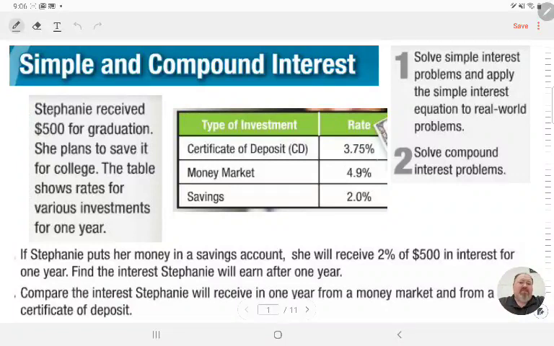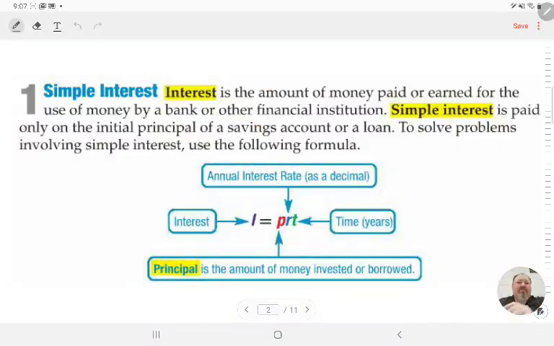So if Stephanie puts her money in a savings account, she would earn 2% at $500 in interest for 1 year. So that's what we're going to be able to do. So we're going to look at that as far as simple interest and compound interest. And once you figure that out, then when you have money and want to invest, you can check out different accounts and see how you would do.